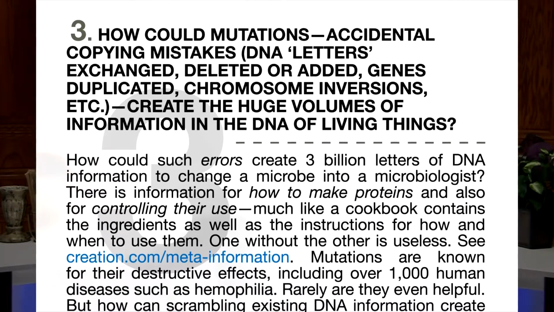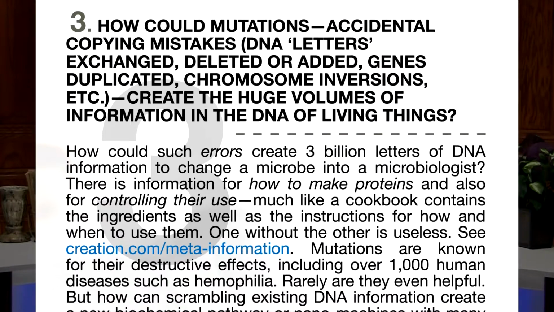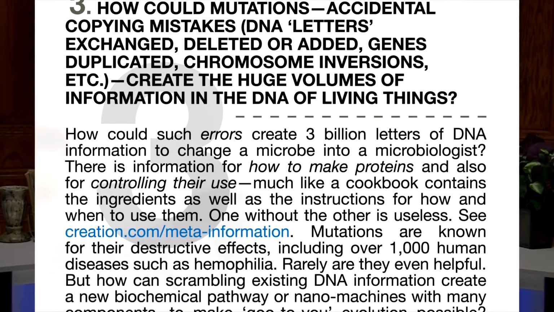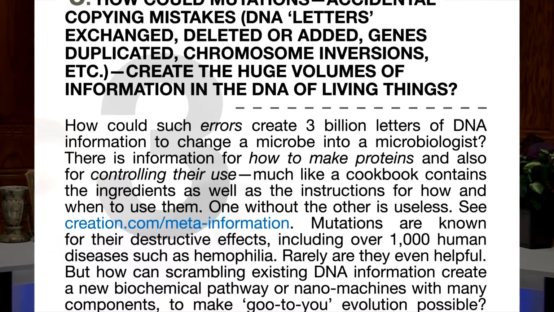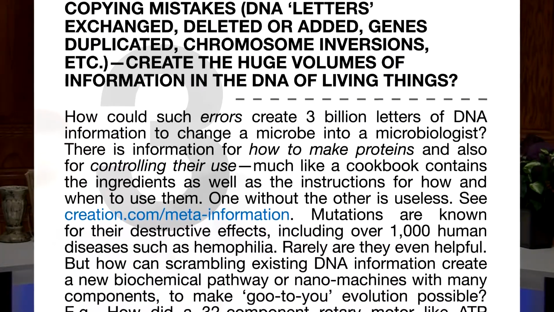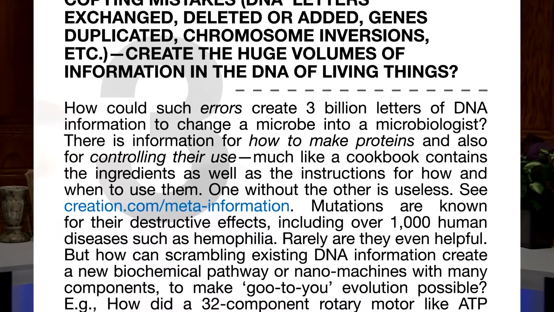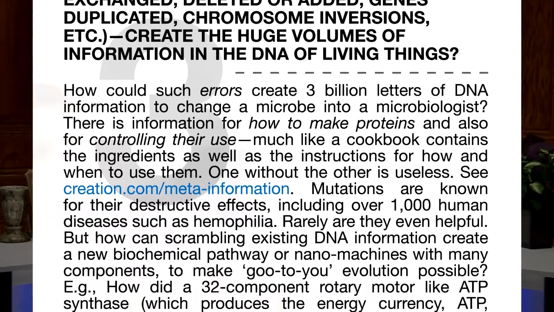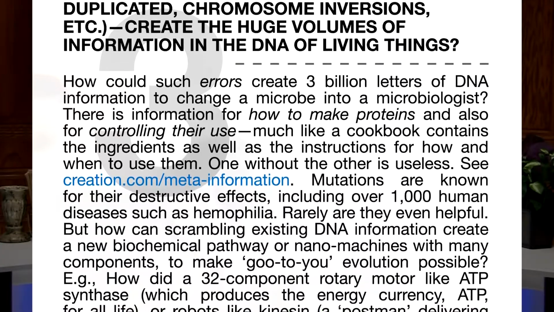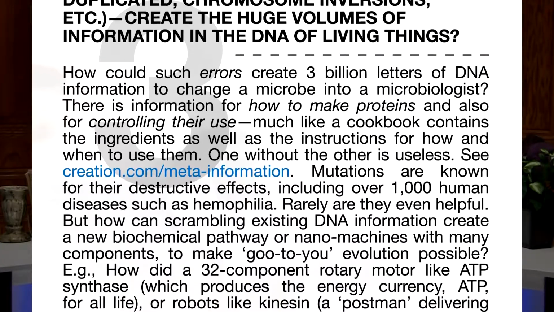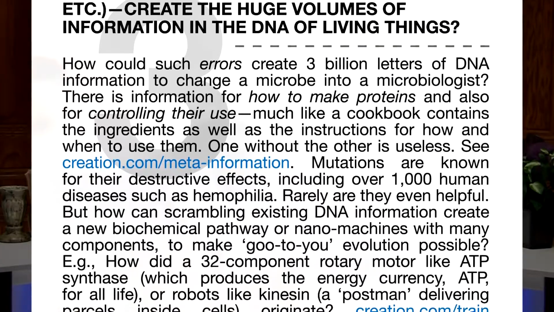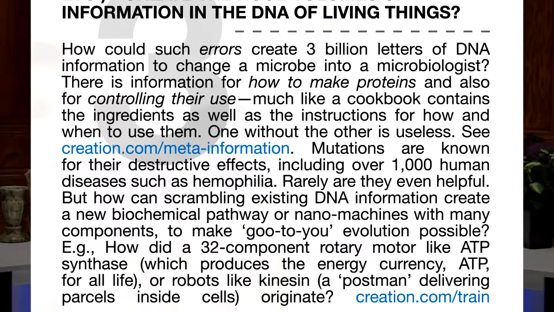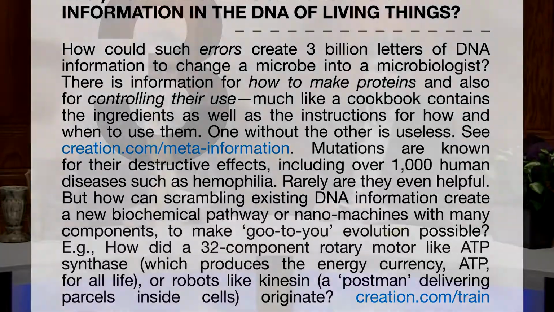Mutations are known for their destructive effects, including over 1,000 human diseases such as hemophilia. Rarely are they even helpful. But how can scrambling existing DNA information create a new biochemical pathway or nanomachines with many components to make goo-to-you evolution possible? For example, how did the 32-component rotary motor like ATP synthase, which produces the energy currency of the cell, ATP, for all life, or robots like Kinesin, a postman, a delivery man essentially, that delivers parcels inside cells, originate? We'll talk about him on another show. We will do that on another program.